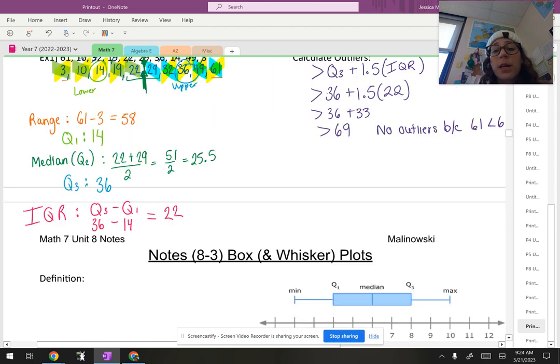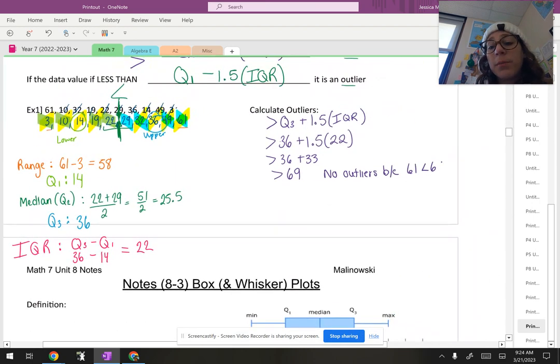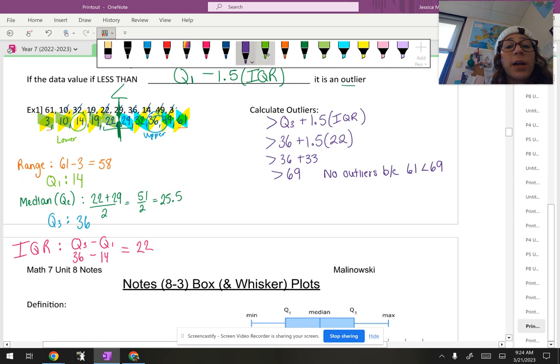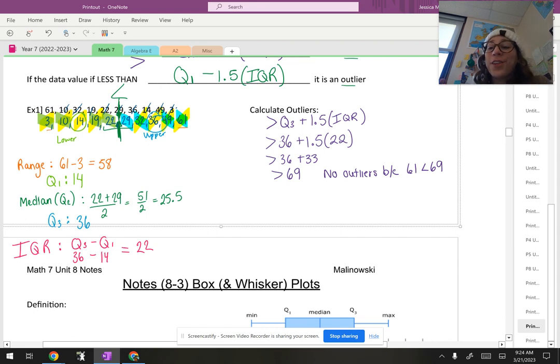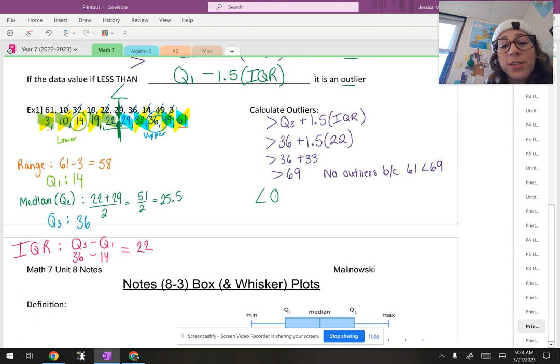If it was an outlier, it would need to be bigger than 69. That's what this says, greater than 69. But that's only the outlier on the high part. We also have to check the outlier on the low part to see if there is a number that is less than Q1 minus 1.5 times the IQR.